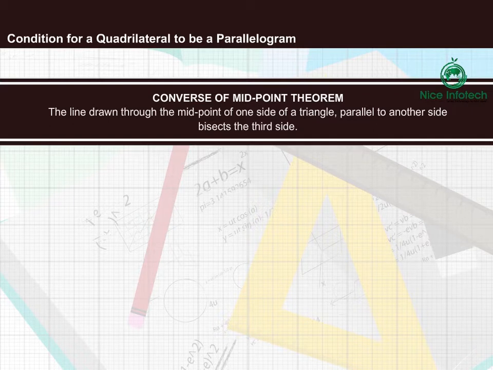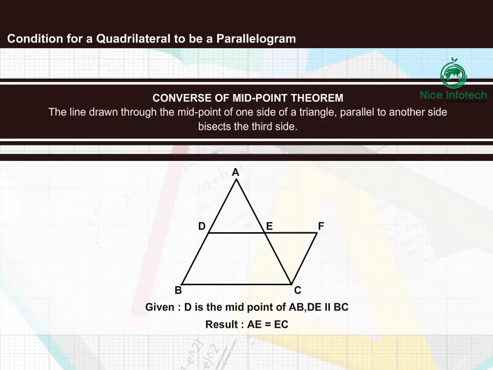The converse of midpoint theorem is stated as the line drawn through the midpoint of one side of a triangle parallel to another side bisects the third side. See figure. ABC is a triangle. Observe that if D is the midpoint of AB and DE is parallel to BC, then according to the theorem, AE is equal to EC.